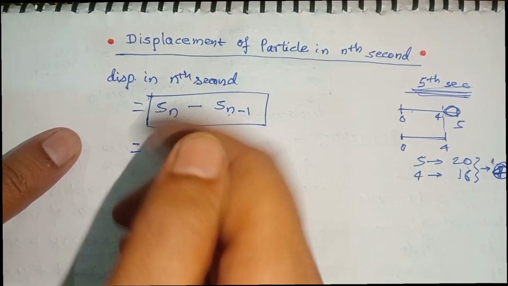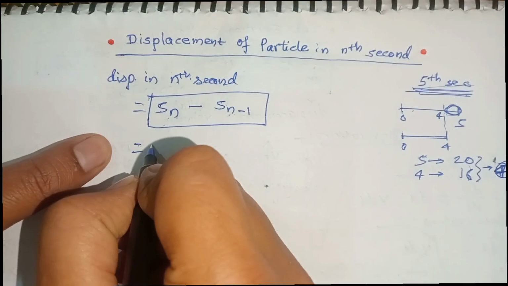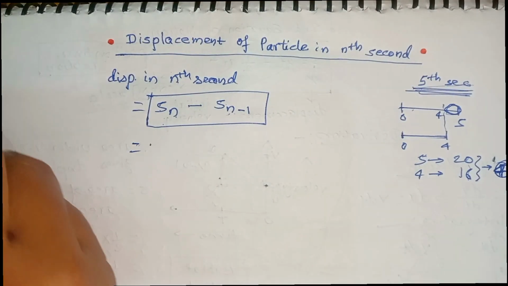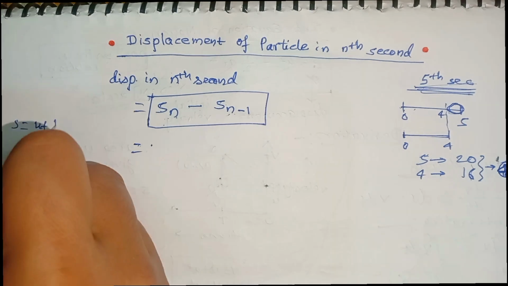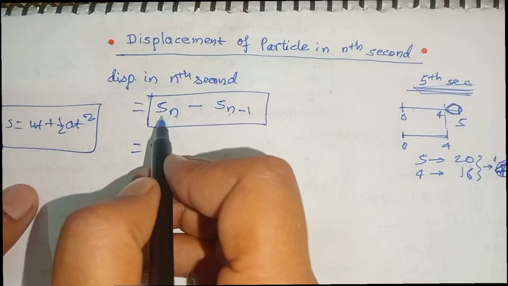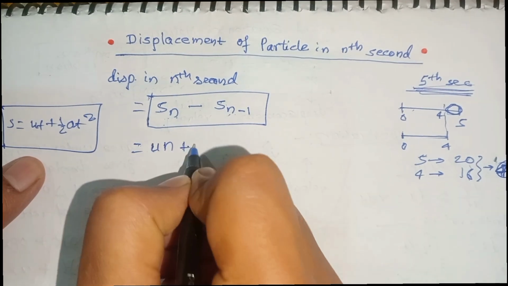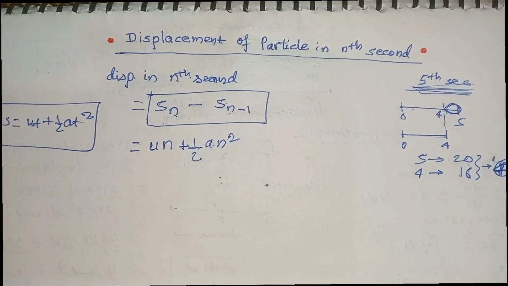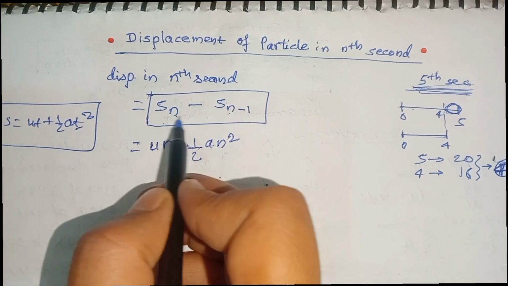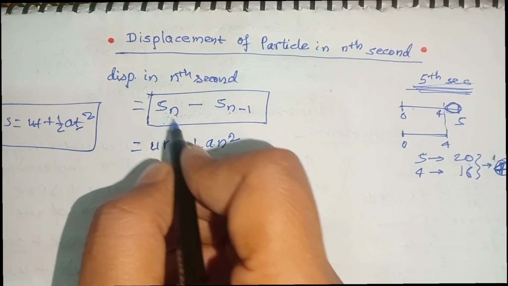And to calculate this, what will we use? S means which equation? The second equation: S equals ut plus half at square. We remember this second equation. Apply it here. Ut plus half a n square. Okay, in the place of time it is n; here it is given n seconds, so n will be put.